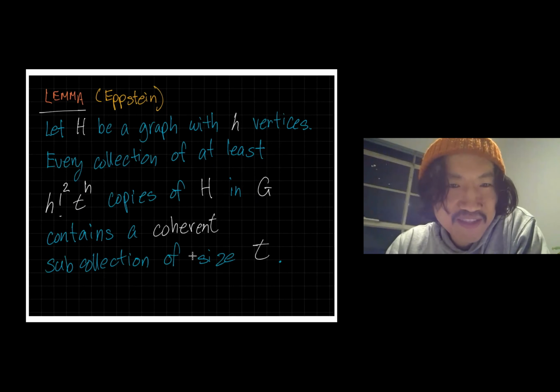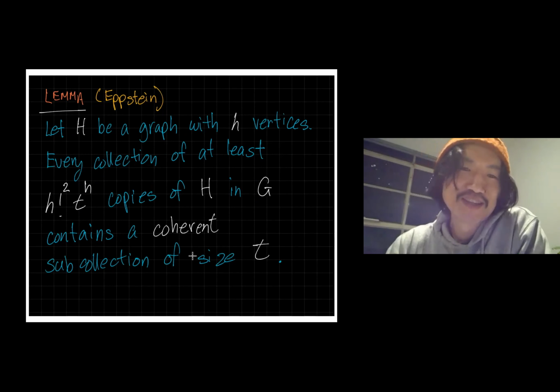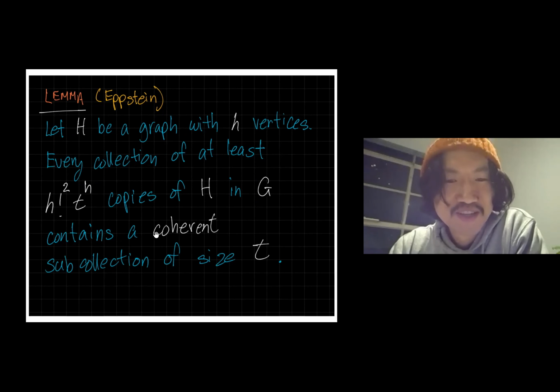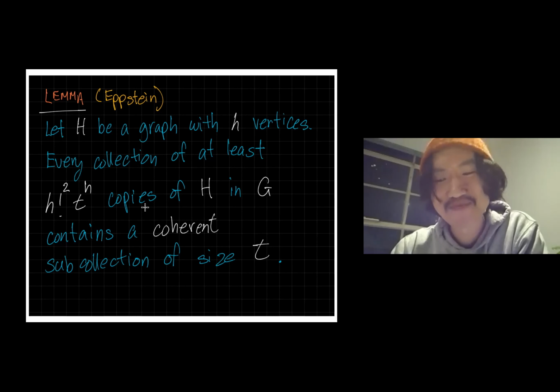So there's a nice lemma of David Epstein that shows that if you've got a large collection of subgraphs, you can always find a large coherent subfamily. The bound is actually kind of similar to what you get in the sunflower lemma. So we'll actually use both of these lemmas, the sunflower lemma and this coherence lemma. So the bounds get quite bad.